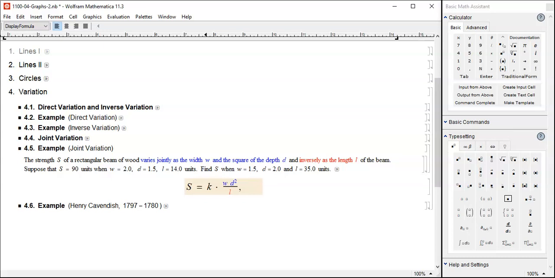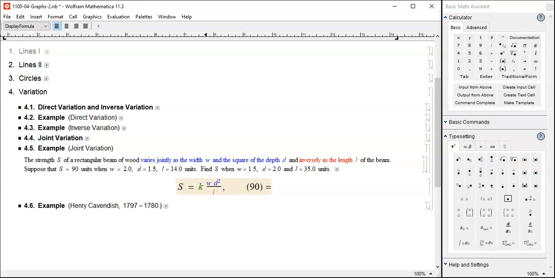All right, we have this variation equation, but this equation is actually incomplete because we don't know the K value yet. So let's find out. How do we find out? Plug in all those values and find out K. We have S equals 90, W is 2.0, D is 1.5, L is 14.0. We have all those numbers here. From here we can find out the K value like this.